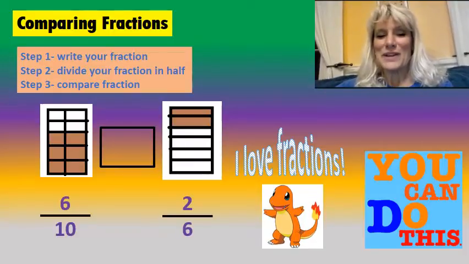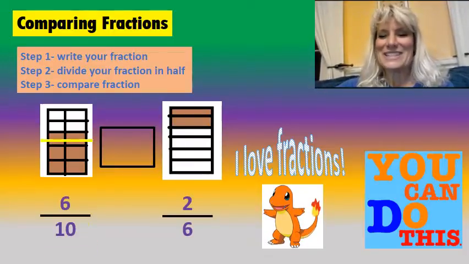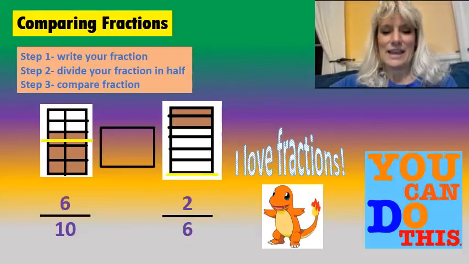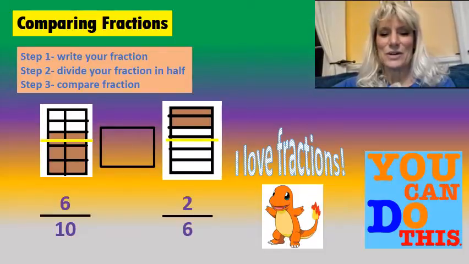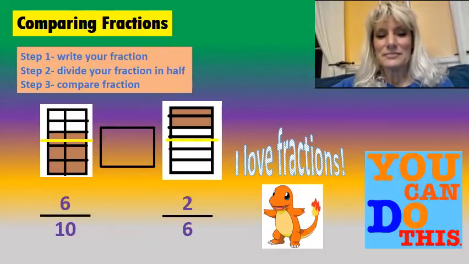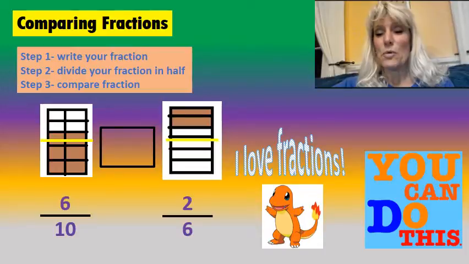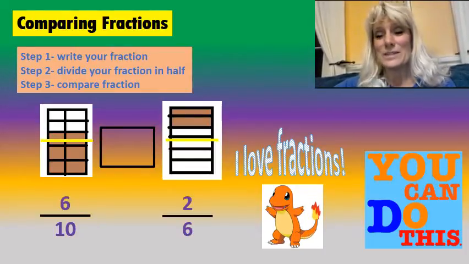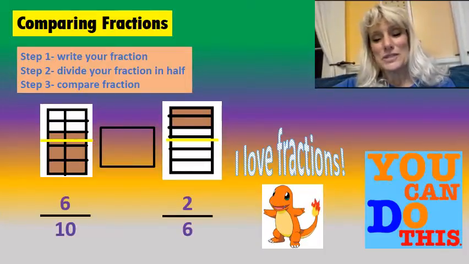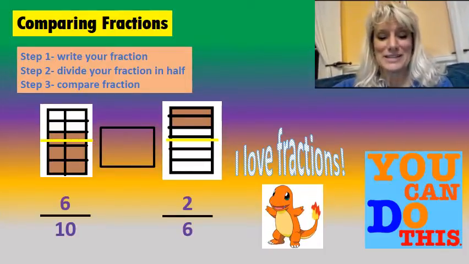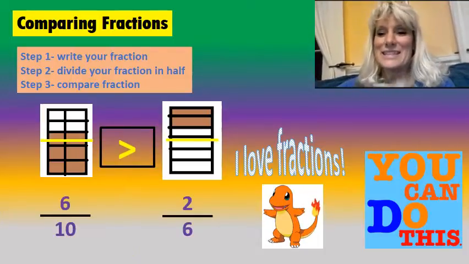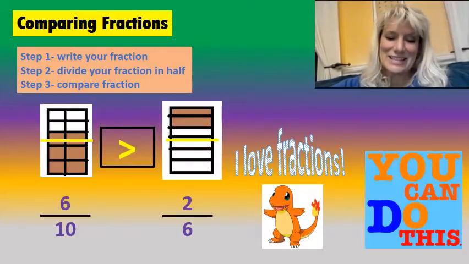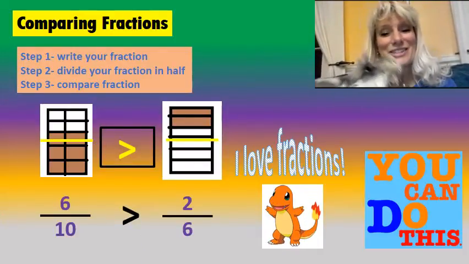Next, I'm told to divide my fraction in half. So I'm going to see that little yellow line that came up actually divides my fraction in half. And then I divide the other side in half as well. As you can see, 6/10 takes up more of my space, and I have very little white space in the 6/10. But in the 2/6, I have lots and lots of white space left. So that tells me that 6/10 is going to be greater than 2/6, isn't it, Safi? 6/10 is going to be greater than 2/6.